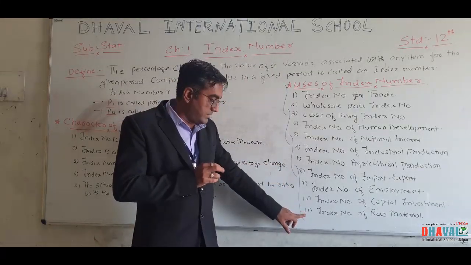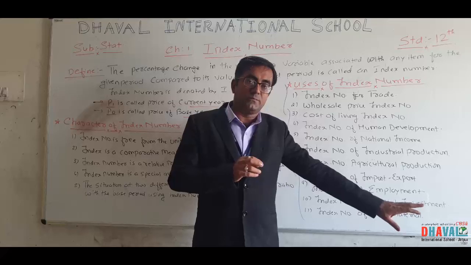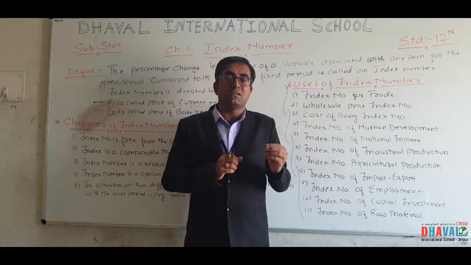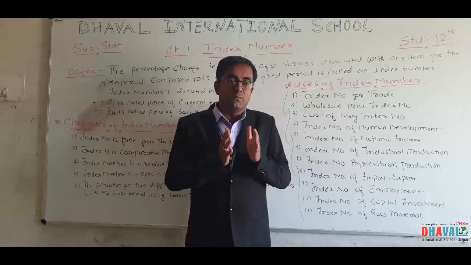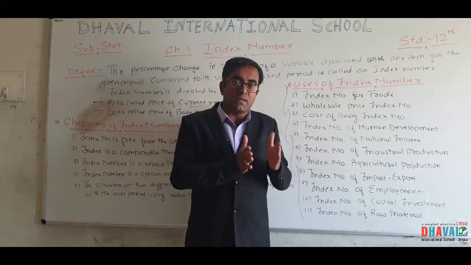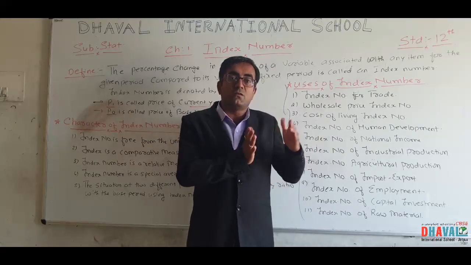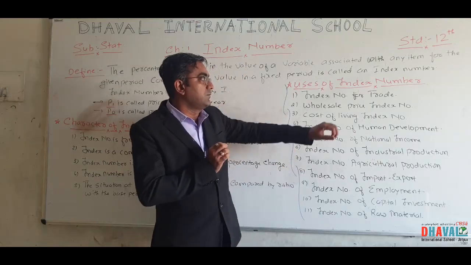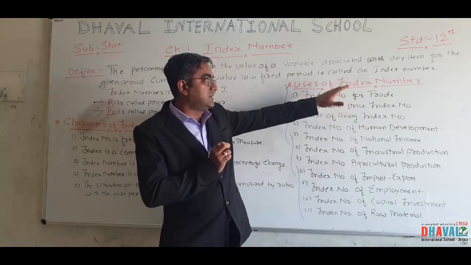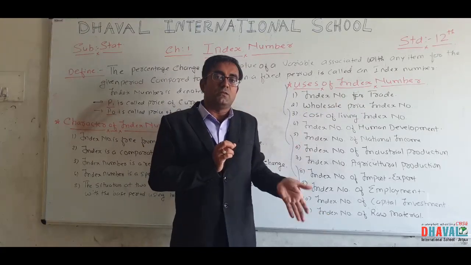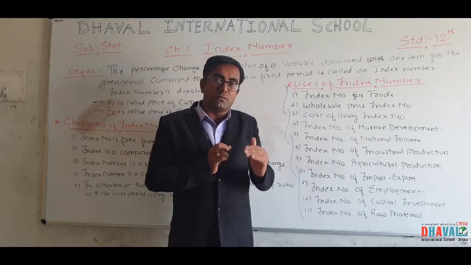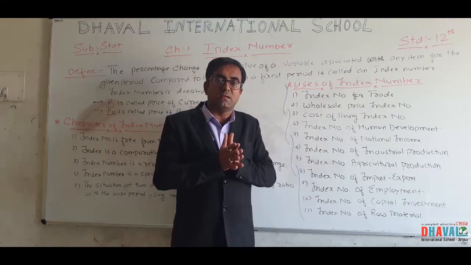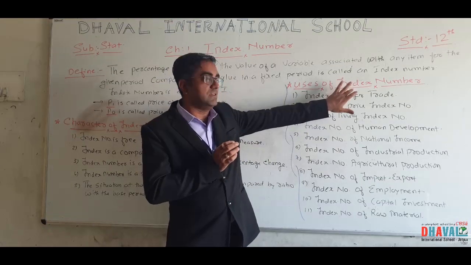And last, 11th point, index number of raw material. For the production of any item in the country, you need raw material. How much raw material you need, at what price, what its quality should be, what its quantity should be: you get answers to all these basic questions with the help of index number. Whether to increase the raw material, to improve its quality, or to check its price, all these factors can be calculated easily by using the index number.